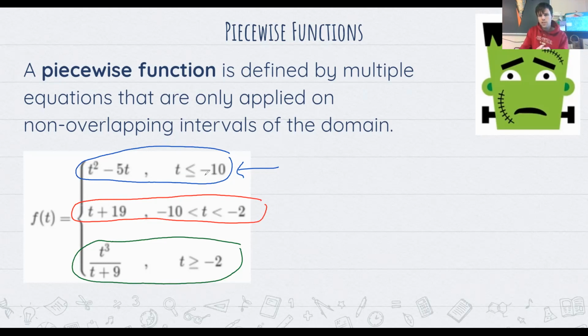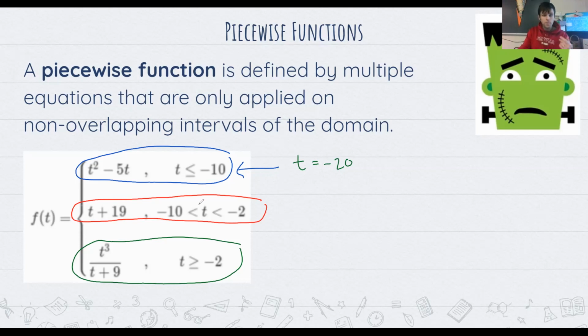What this part here is telling us is when should we use this piece? We should use this piece when we're inputting numbers for t that are less than or equal to negative 10. That's the only time we should use this. So for instance, if we were plugging in, I don't know, t equals negative 20, we'd use this piece because that number is less than negative 10.